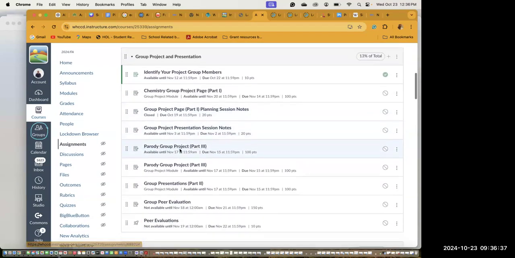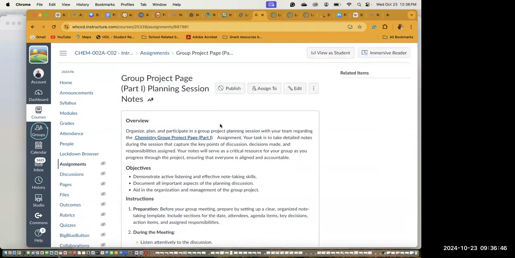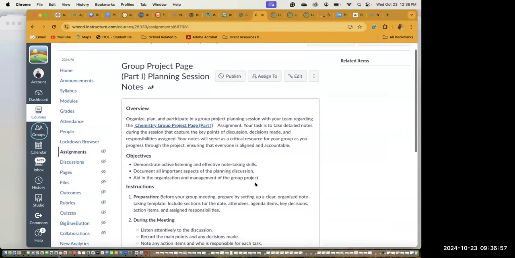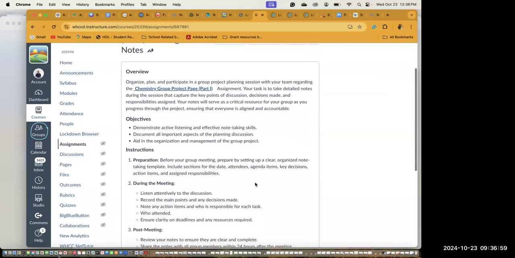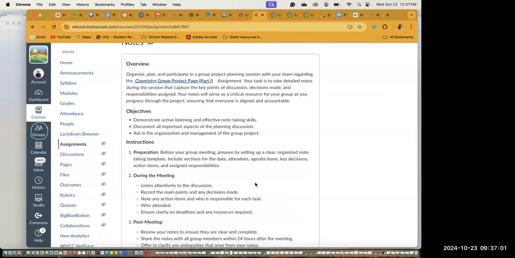So also part of your group project is that you guys have to take notes for you guys to plan a session where you guys meet. And in your first meeting is going to be discussing planning your group project. And this is planning specifically part one. So it's the page itself. And so during this time, you guys are going to discuss it. You want to make sure that everybody shows up or everybody is contributing.